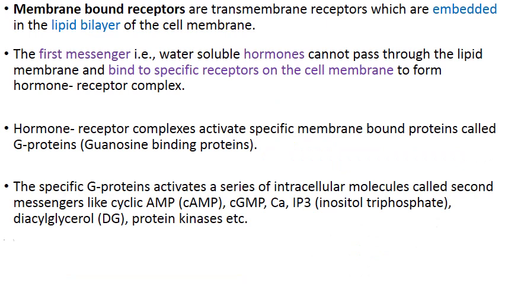Now coming to the next, the membrane bound receptors, what are these? Transmembrane receptors. Where are they present? Embedded in the lipid bilayer of the cell membrane. And the first messenger we mentioned, what is it? Water soluble hormone. They cannot pass through the lipid membrane and bind to specific receptors on the cell membrane to form a hormone receptor complex.